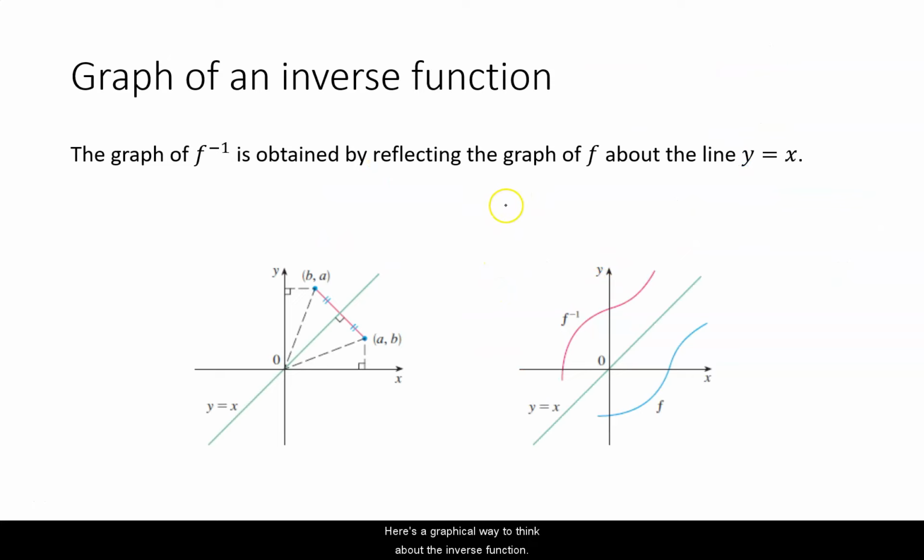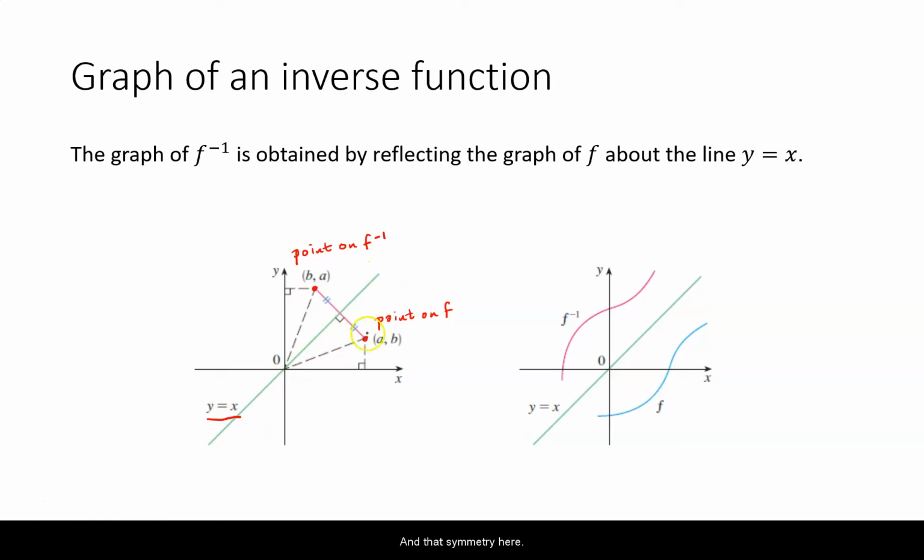Here's a graphical way to think about the inverse function. We know that on the original f, if it contains the point a, b, then the inverse function will contain the point b, a. So if this is a point on f in the original graph, then this b comma a would be a point on f inverse. And we see that these two points here would be equidistant from some line going right down the middle of our first quadrant there. In fact, this would be the line y equals x.